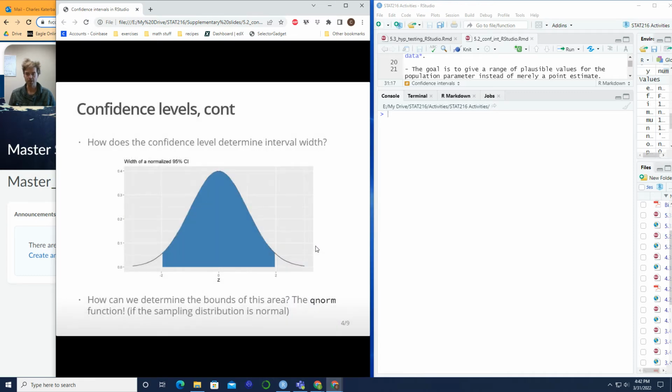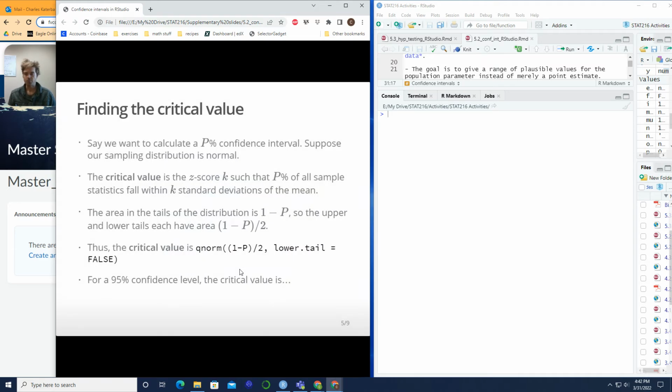Going back to the previous slide, what we're trying to find is the value here. It looks like it's just a little bit below 2, so that 95% in this case of all observations fall within that number of standard deviations from the mean. This is normalized so that the mean of our distribution is 0. Okay? That's what we're looking for: the z-score k, so that p% of all sample statistics fall within k standard deviations of the mean.